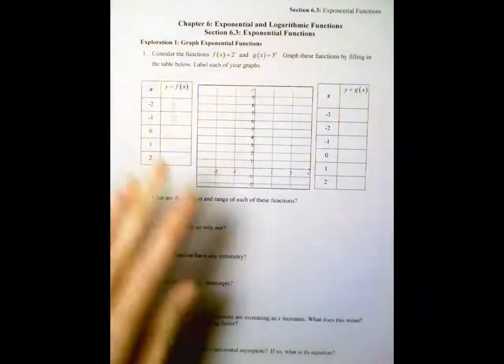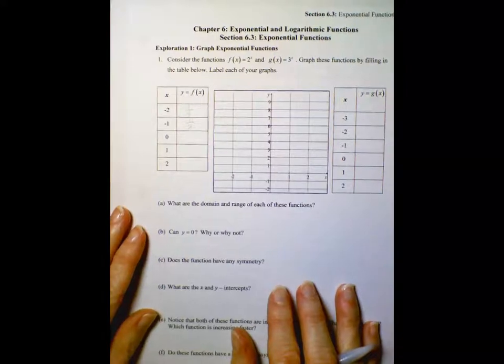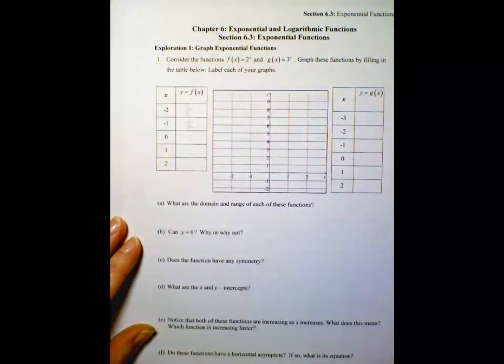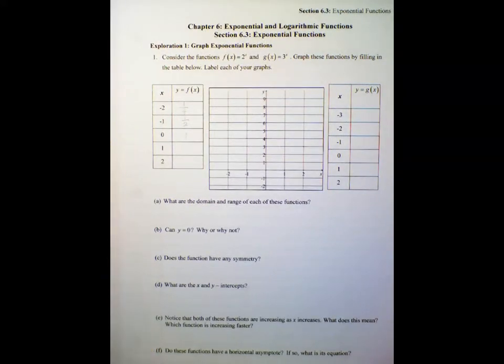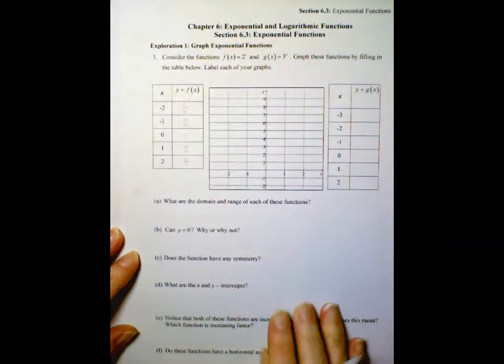Okay, 2 to the 0. What's 2 to the 0? Any non-zero number raised to the 0 is 1, right? And of course 2 to the first power is 2, and 2 to the second power is 4.